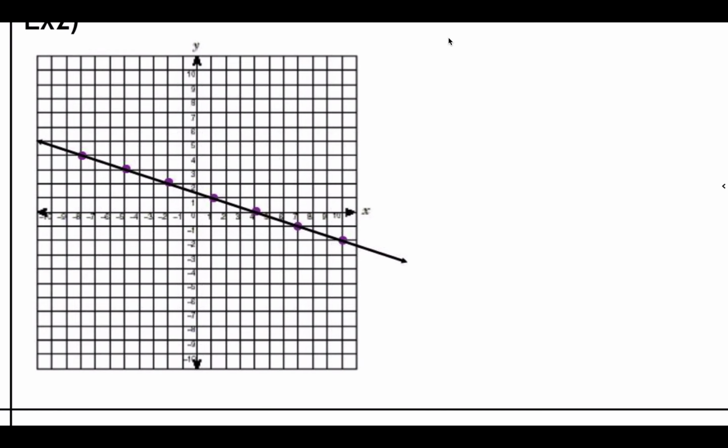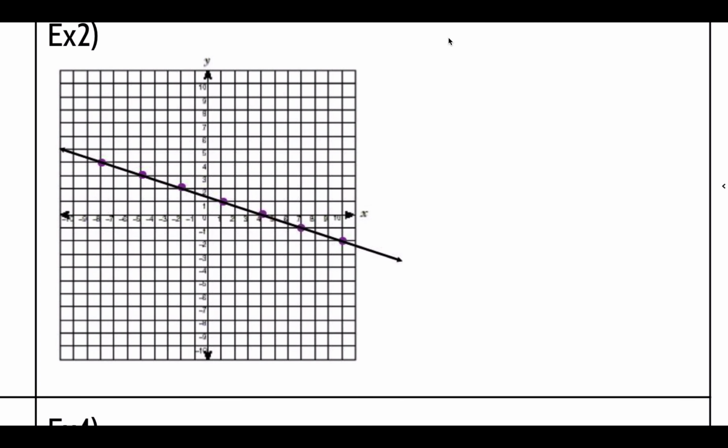Okay. Example number 2. Again, between two of our points, and you can pick any two just to draw your triangle. So this is a rise of negative 1 because it's going down, and a run of 3. You're running to the right. So our m is negative 1 over 3. And that doesn't reduce at all, so that's our final answer.